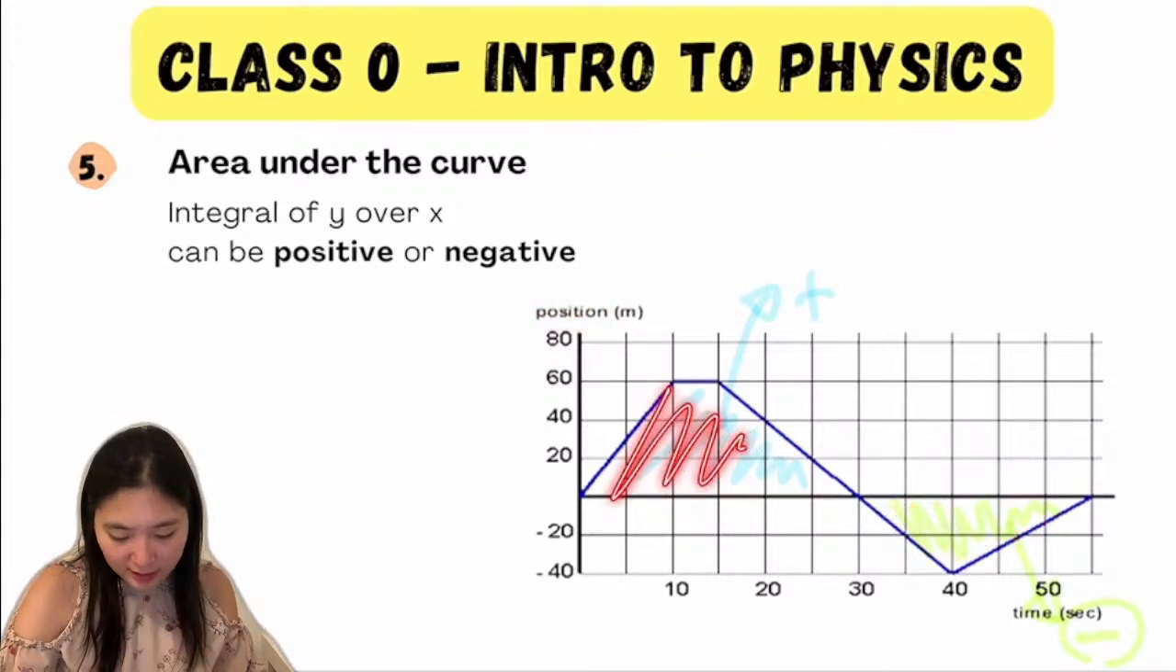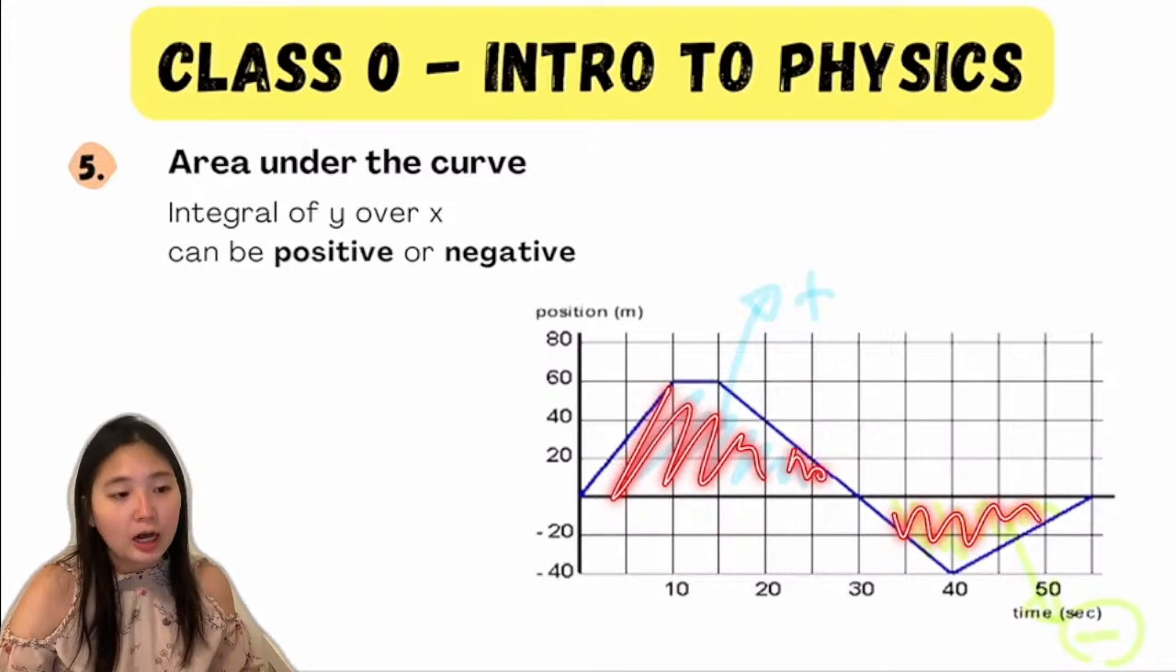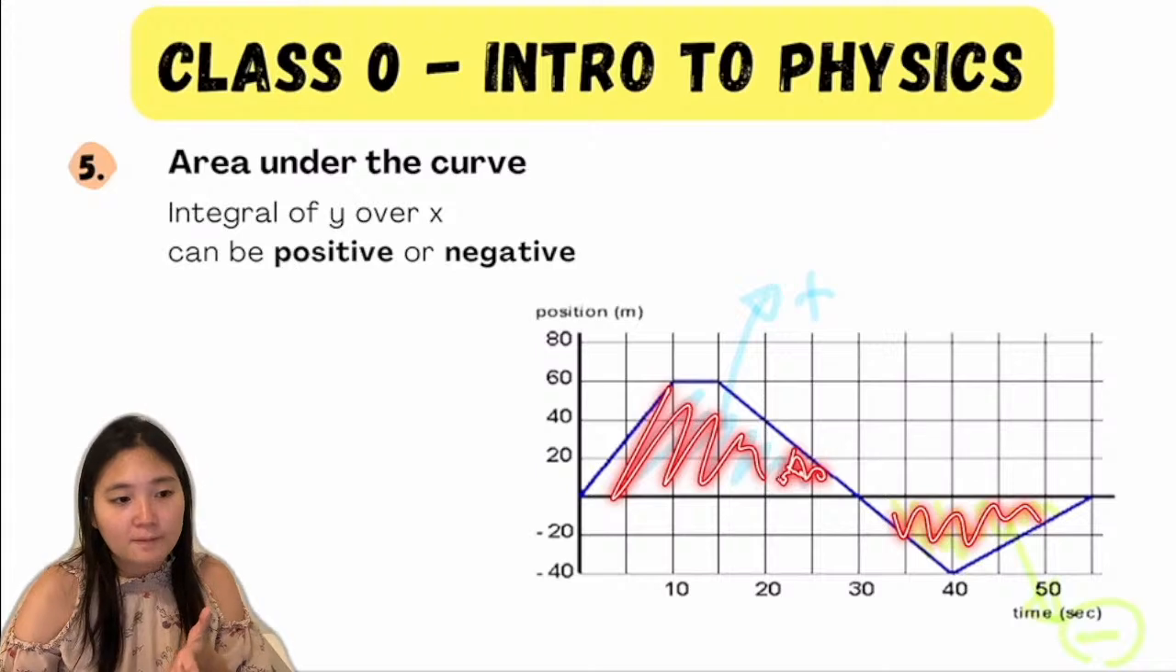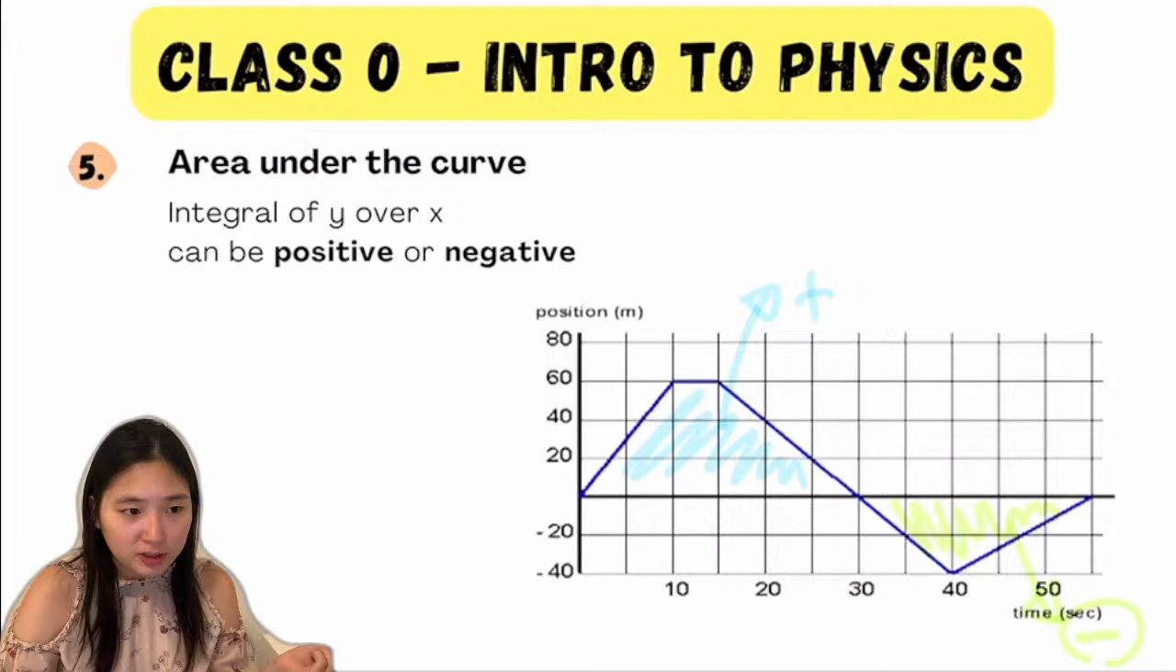And then eventually when you add them up, you will get an ultimate displacement, which means from the very beginning to the end, whether the object has moved toward the positive direction or the negative direction.